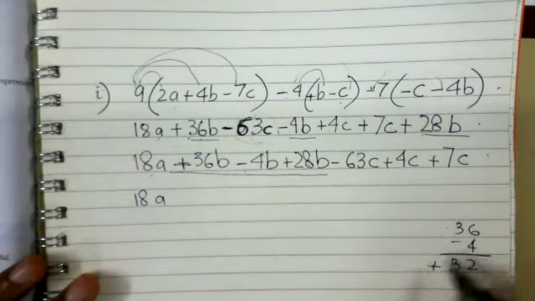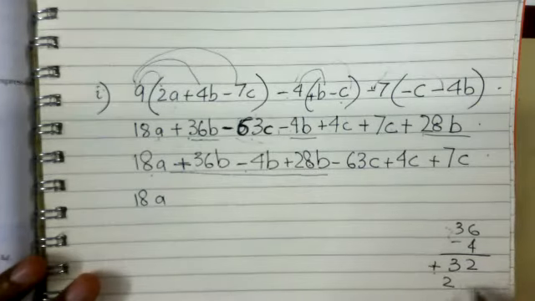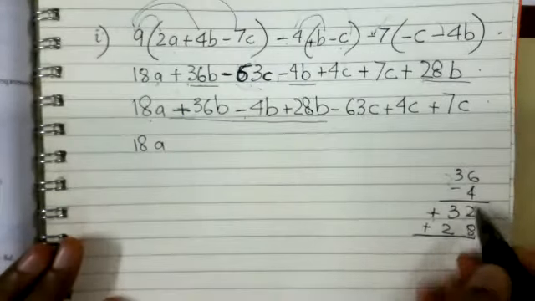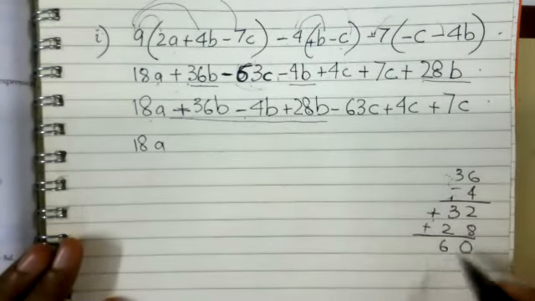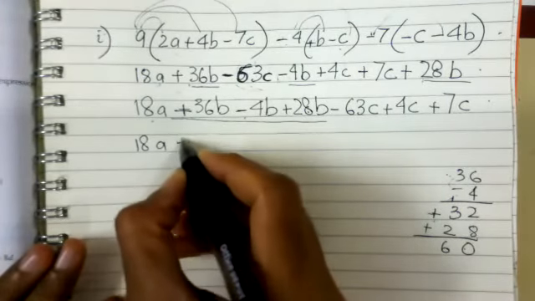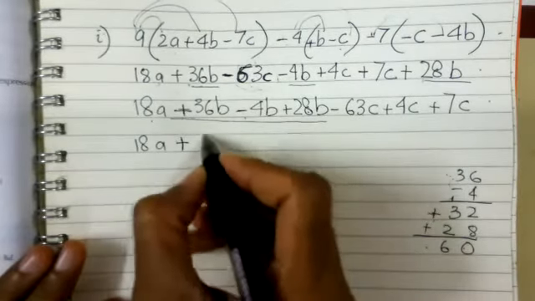Because I have to follow the sign of the bigger number. So plus 32 plus 28, will be 8, 9, 10. What? No. 3, 4, 5, 6, 16. So 60. Because plus and plus is plus, so plus 60b.